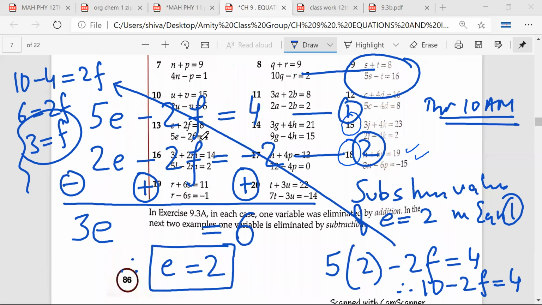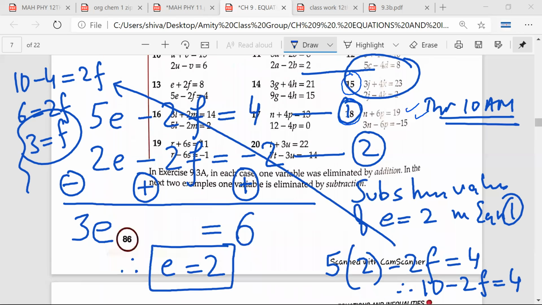Now let us see the difference between 9.3a and 9.3b. Now look closely at this question number 18, and you will see the difference. In these two equations, when I add the two equations, this and this will cancel. Therefore, I'll have 4n is equal to 4. Do you see the difference?